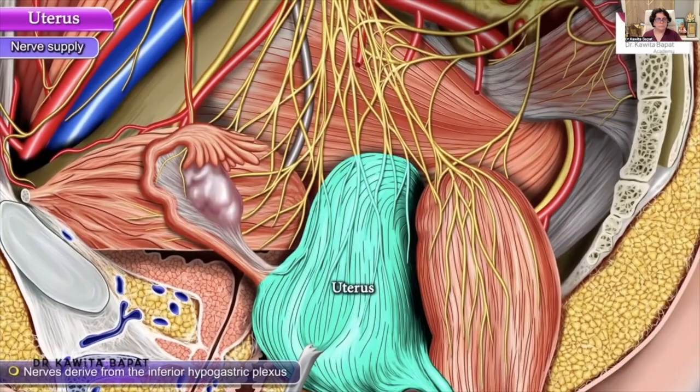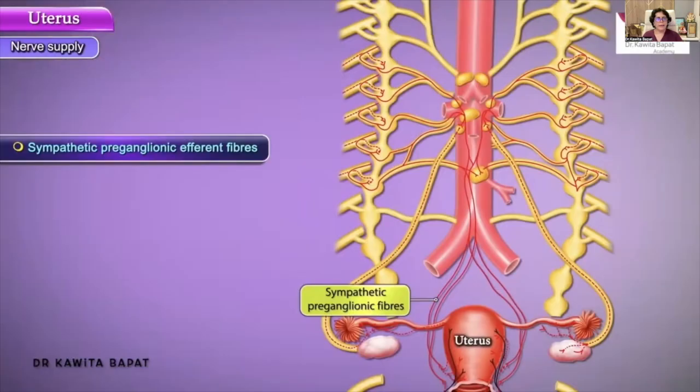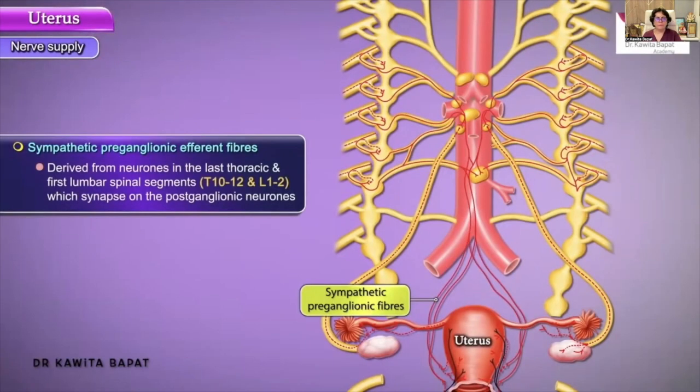These are the nerves derived from the inferior hypogastric plexus, which supplies the uterus, and there are sympathetic preganglionic efferent fibers. They are derived from neurons of the last thoracic and first lumbar segments, so T10, T11, T12, L1 and L2, which synapse with the postganglionic neurons. This is the nerve supply of the uterus.